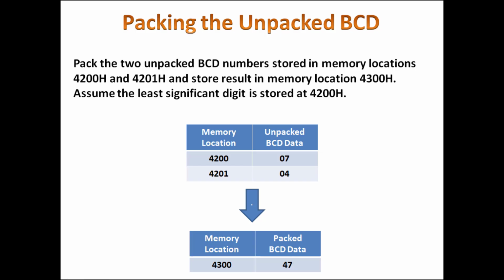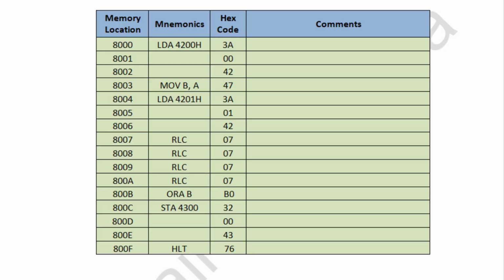So let us first see the program and then execute it on the simulator. This is the required 8085 code. Starting from 8000, we have LDA 4200, then MOV B, A, then LDA 4201. This is the hex code. Now let us execute this and understand each and every instruction on the simulator. Then it will be easier to understand, because we are executing each instruction and getting the output.